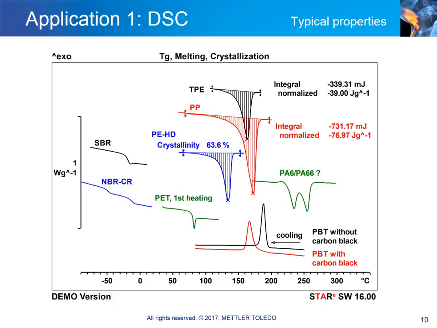Crystallization is normally measured during cooling of the sample from the melt. The DSC curves of two PBT samples, see bottom of graph, illustrate the effect of additives on the crystallization behavior. In this case, carbon black, which is used as a colorant and UV stabilizer.